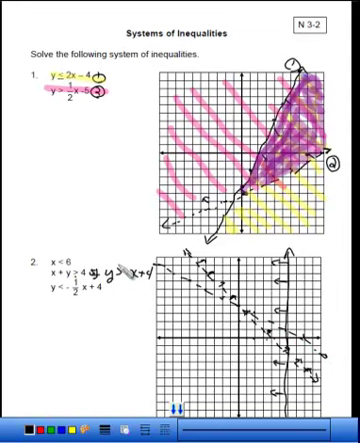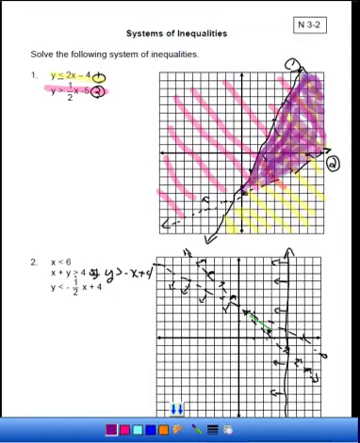Okay. Y is less than that line, so this has to be on this side of this line. So what part of this whole area now is also below this line, and it's just this part right in here. This part right in here.